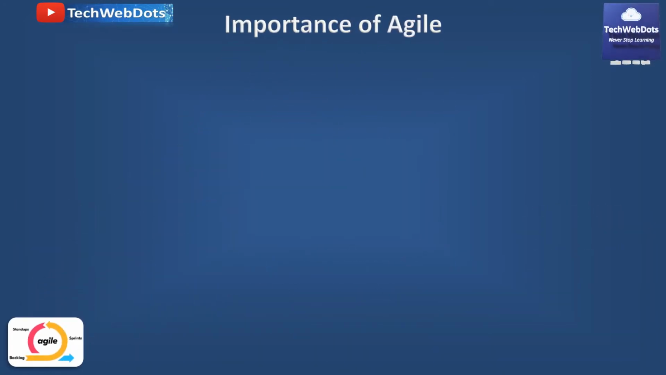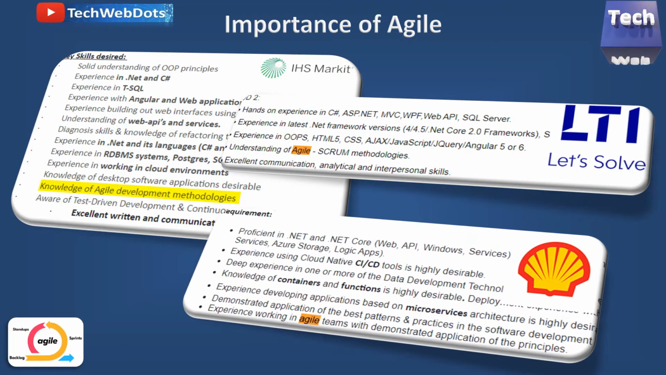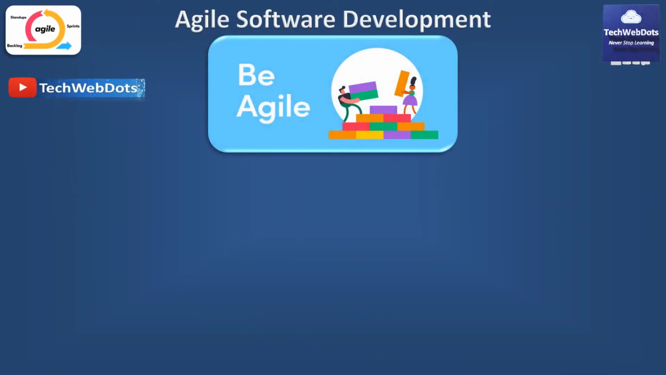Now, I've already discussed the importance of Agile and why it is important even for people from a C# background. I've already discussed that most Fortune 500 companies are really looking for people who have Agile knowledge as well. So let's move ahead to discuss what Agile software development is.